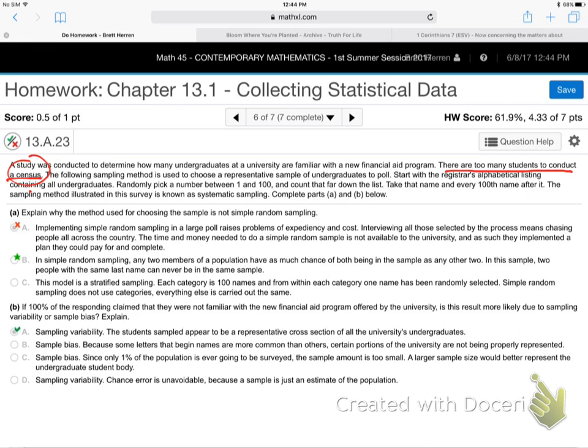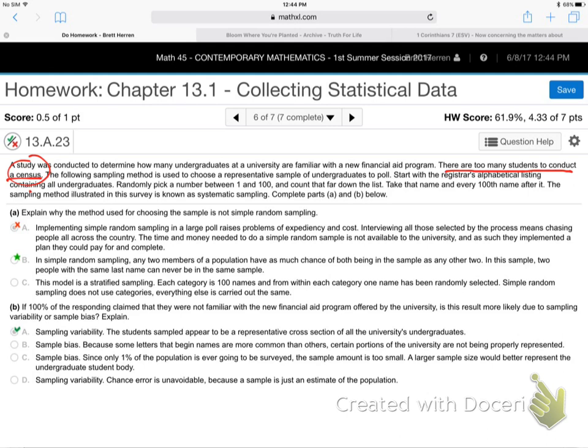A sampling method is used. Start with the alphabetical listing. Randomly pick a number from 1 to 100. Count that far down the list. Take that name and every 100th name after it. Sampling method, systematic sampling. Okay. So in other words, they take the list of all the students at the school. They pick a number from 1 to 100. They go, 93. And they grab the 93rd person on the alphabetical list, and then they just add 100. So they take the 93rd, 193rd, 293rd, 393rd, just a way to get a bunch of random names, and then just ask the people, hey, do you like the financial aid thing or whatever it is? Yes or no?